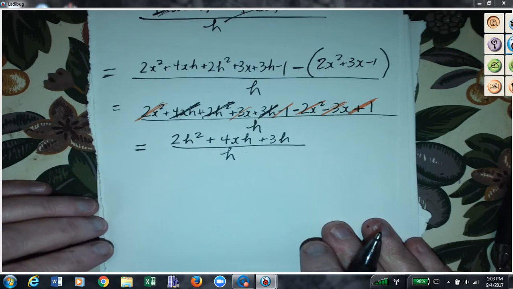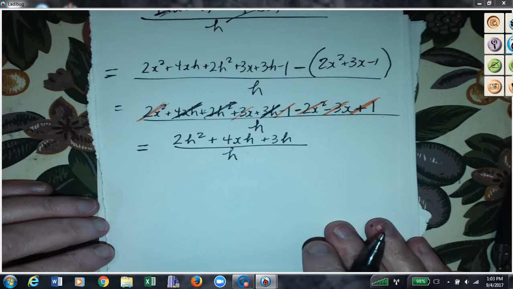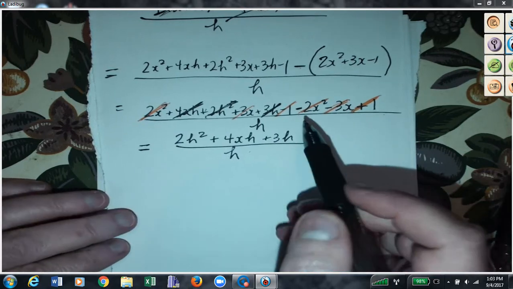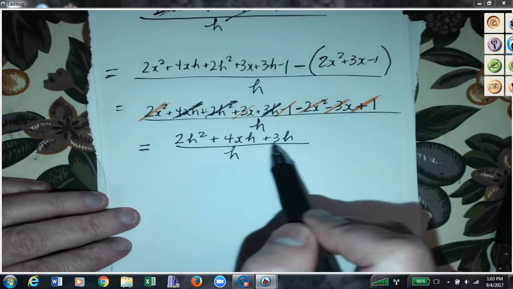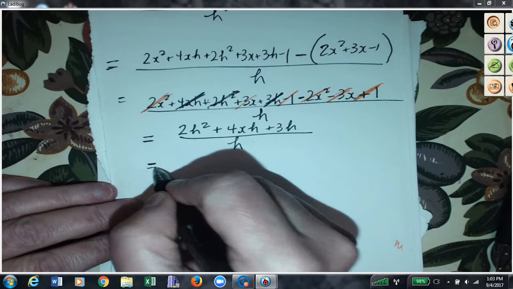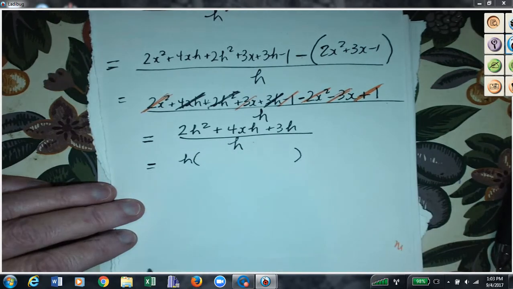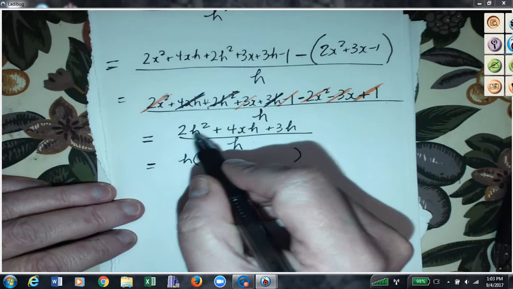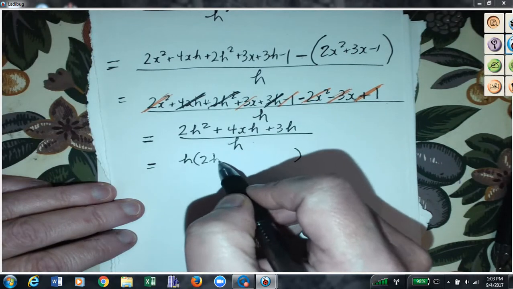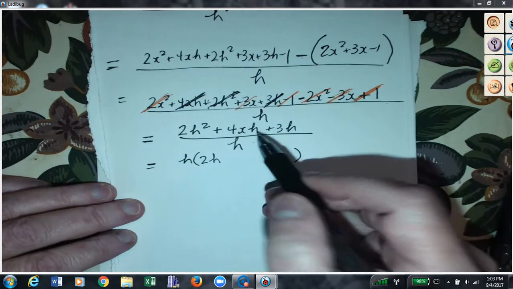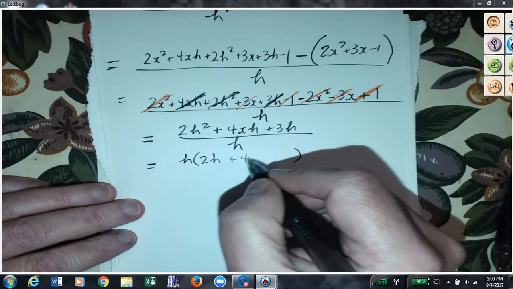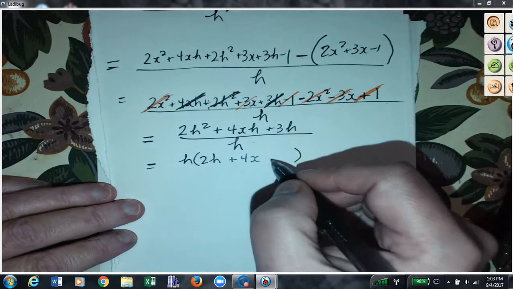Well, does the numerator have anything in common with all of those terms? They all have an h in common, so we can factor the h out. What is left when you factor out the h? Well, here we'll have 2h. If I factor out the h from this term, I'll have 4x. If I factor out the h from this, I'll have plus 3.